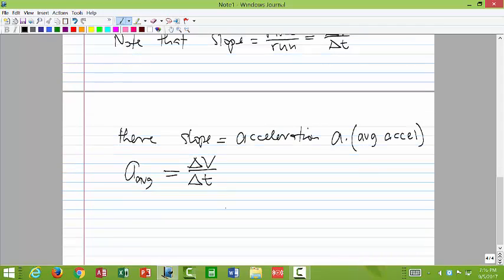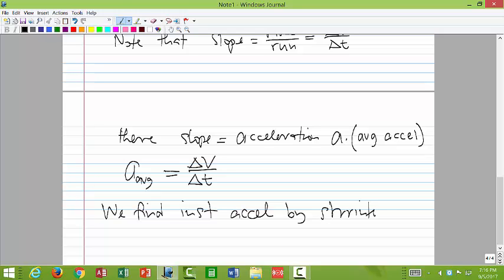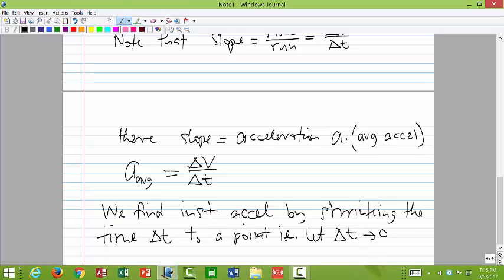So we can find instantaneous acceleration by shrinking the time delta t to a point, i.e. let delta t approach 0.